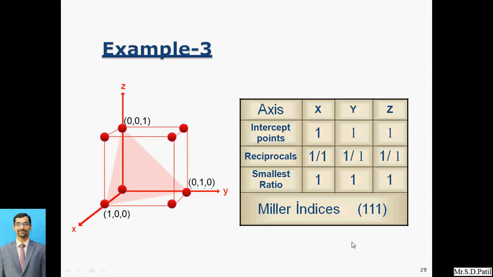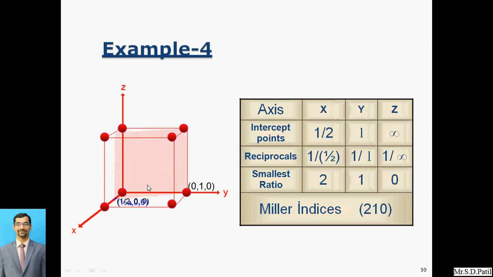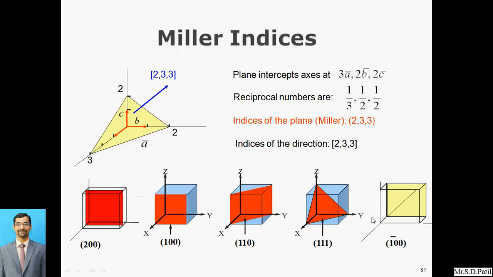Then again the Miller indices 111 means from the origin to x it is 1 0 0, from the origin to y it is 0 1 0, and from the origin to z it is 0 0 1. When we join these, this kind of plane will be there for the Miller indices 111. Then for the Miller indices 210, this will be the example. Now how the Miller indices are there, that is the combined structure shown here. So these are some geometries or planes.